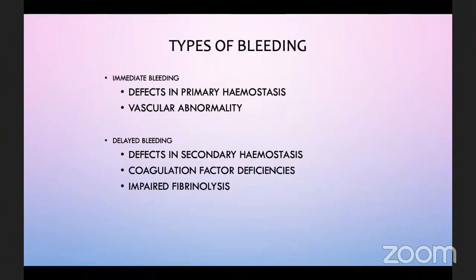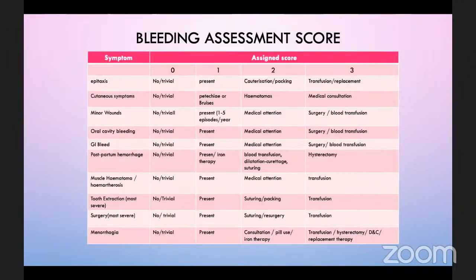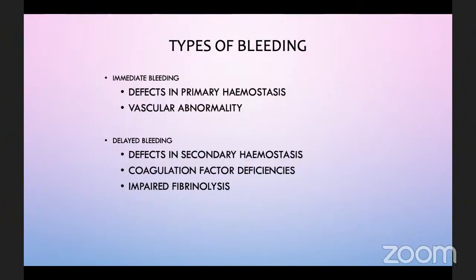Okay. So what are the types of bleeding? Usually a patient can complain of immediate bleeding. And usually if there's significant bleeding immediately post-trauma, then it indicates defects in the primary hemostasis, usually either some platelet dysfunction, or a vascular abnormality or some vessel wall abnormality. However, if you have delayed bleeding, that means you are able to secure immediate hemostasis but have re-bleeding later on, that usually indicates that patients have problems with secondary hemostasis, all right? And that usually refers to coagulation factor deficiencies, or there's a problem with fibrinolysis.